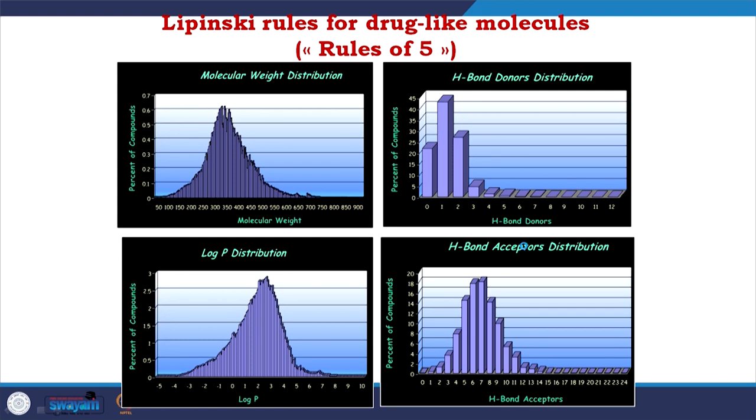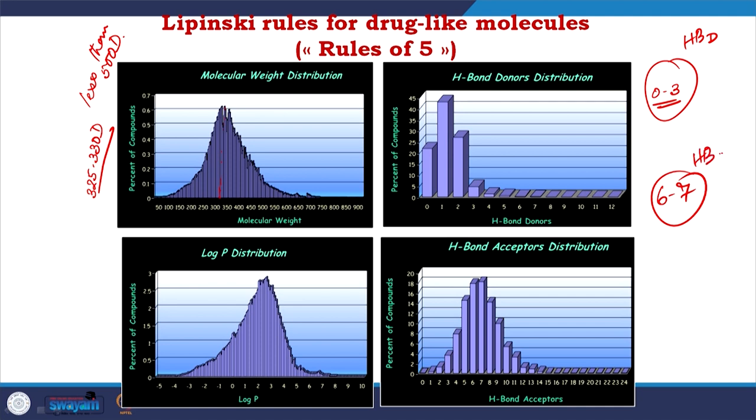If you see Lipinski's rule for drug molecules, you will see the distribution. For molecular weight, we say it should be less than 500 Dalton. Now, if you plot it here, the peak comes around 325 to 330 Dalton. Hydrogen bond donor, the peak is between 0 to 3. Hydrogen bond acceptor, the peak is about 6 to 7. So, this is hydrogen bond donor, this is hydrogen bond acceptor. The log P distribution comes around 2 to 3.